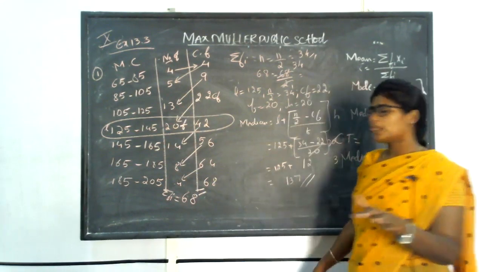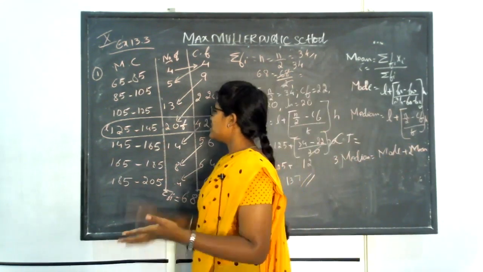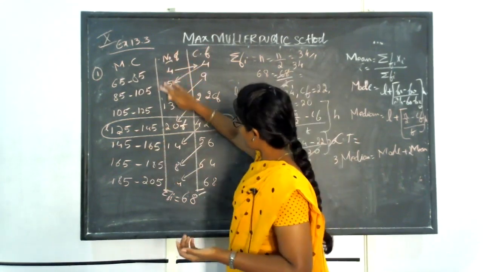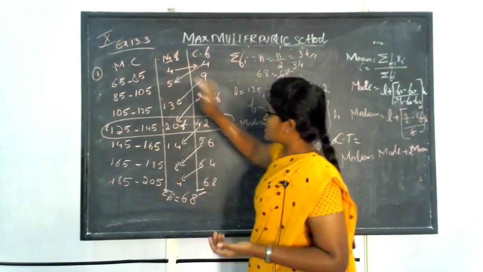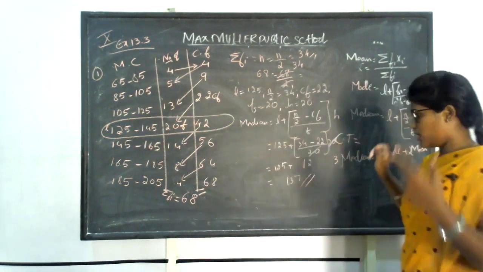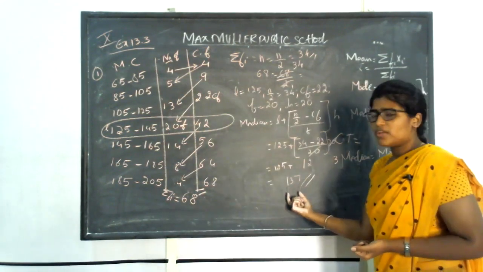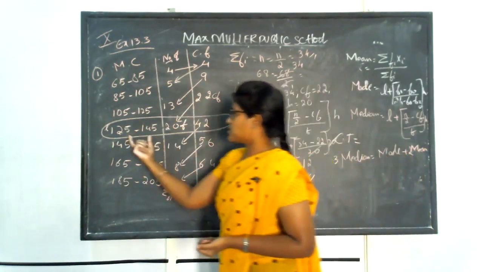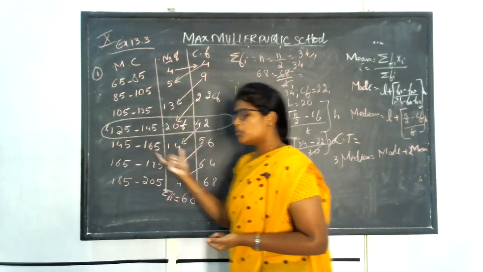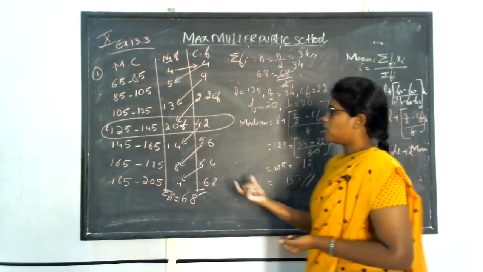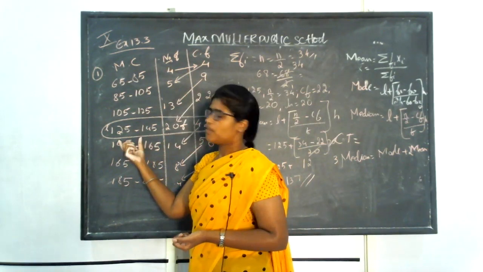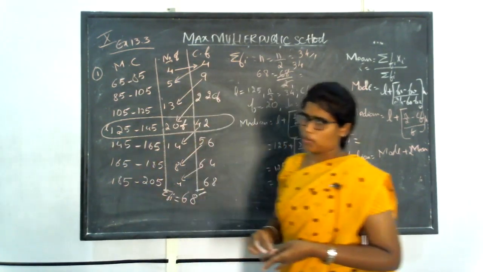Then come to mode. Mode is easier to find out, correct? You do not want the cumulative frequency. You just require the frequency table. Sorry, children, I forgot to tell that also. How to verify whether your median is proper or not? See your class interval. Does 137 belong to this class interval? If it is belonging, then your answer is proper. If it is not belonging, then your answer is not proper.